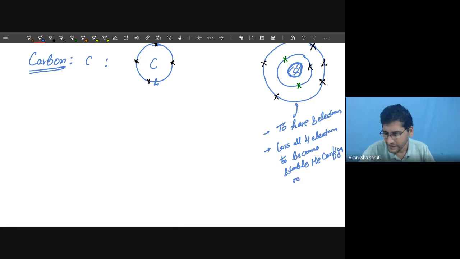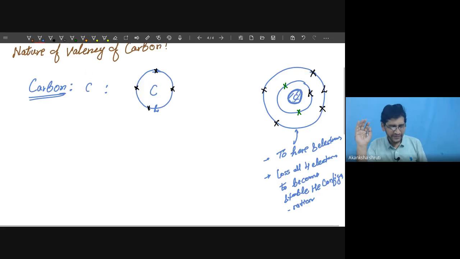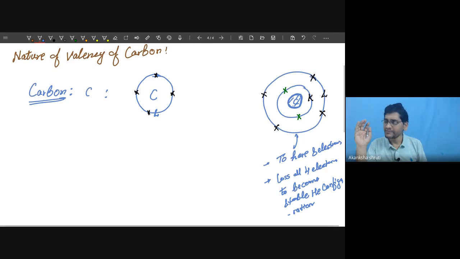This I had explained in class 9th also. So these are the only 2 ways to become stable. The purpose of chemical reaction or the valency or chemical bonding is to become stable.